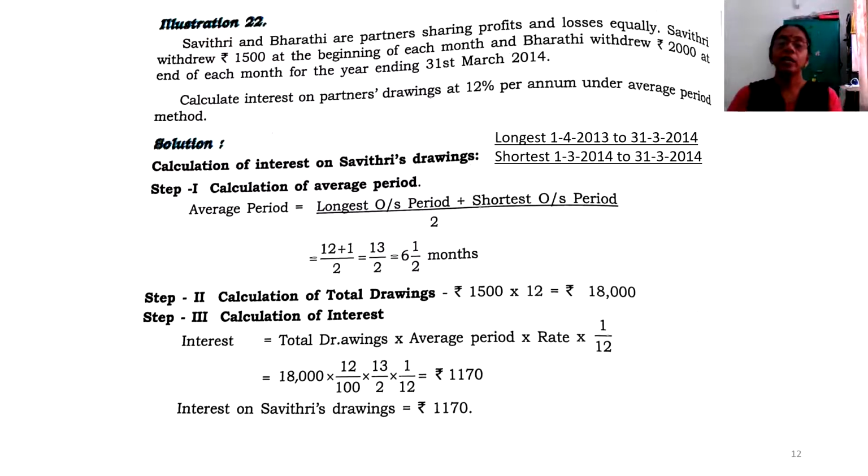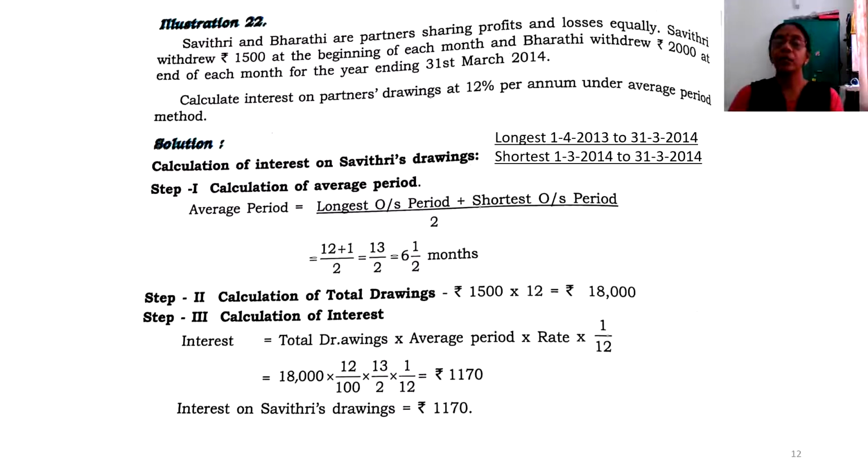Well, I'm going to take another simple question of the same kind and help you out. Savitri and Bharati are partners who are sharing profits and losses equally. Savitri withdrew rupees 1500 at the beginning of each month. Last time we have taken at the end of each month. So this time I'm going to emphasize on how it would be when the withdrawal happens at the beginning of every month. And Bharati withdrew 2000 at the end of each month.